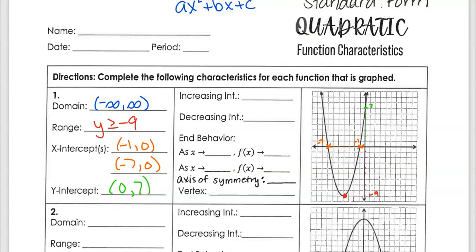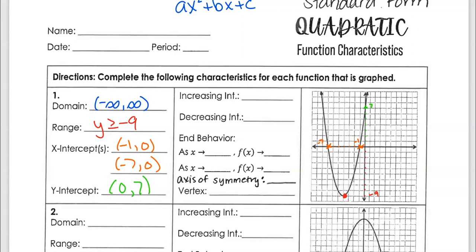Increasing and decreasing intervals. Every parabola has one of each. Half of it's going down, half of it's going up. Does that make sense? If I draw the letter U, I go down and then up with my finger, correct? If it's upside down, I'm going to go up and then down. You're always going to have one of each.